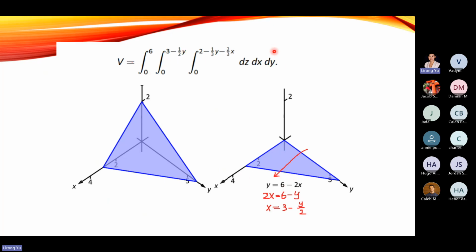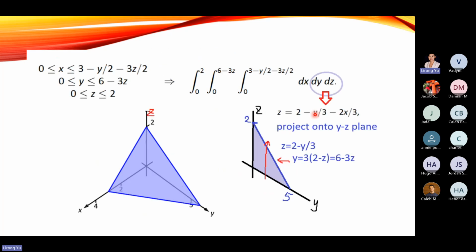The outer integration is the y variable. From the projection in this image, you can see the y values from 0 to 6. Or from this equation, y equal to 6 minus 2x, the highest y value is 6 and lowest is at 0. So this is our second order of operation.